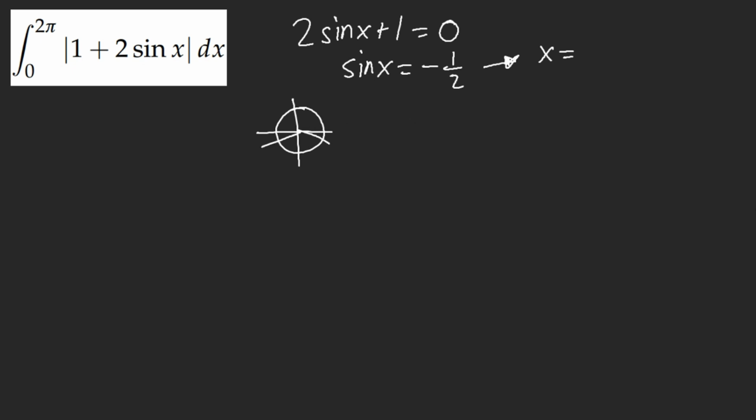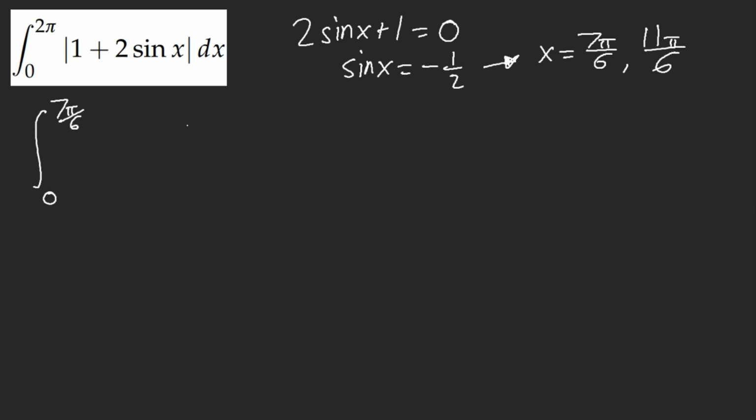But because we're going from 0 to 2 pi, we're going to have 7 pi over 6 and then 11 pi over 6. Okay. Well, that's just great. So now we have to split at 7 pi over 6 and 11 pi over 6. Oof, which is a little annoying sometimes.